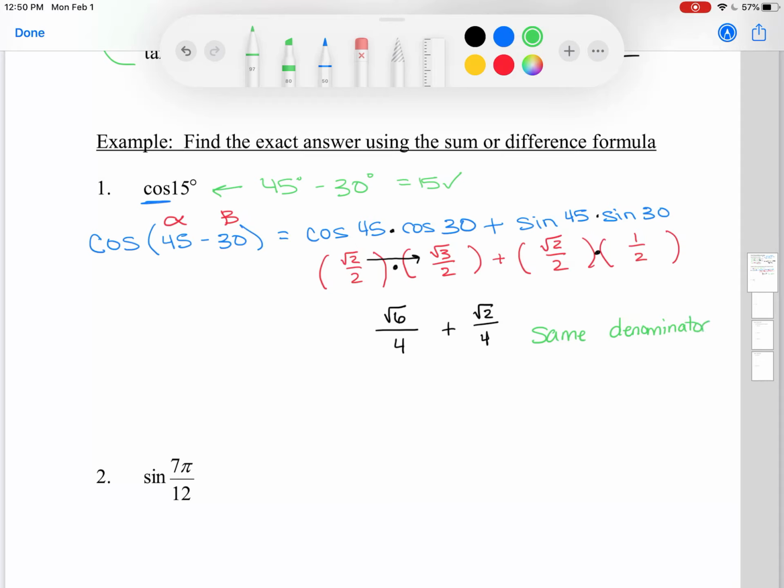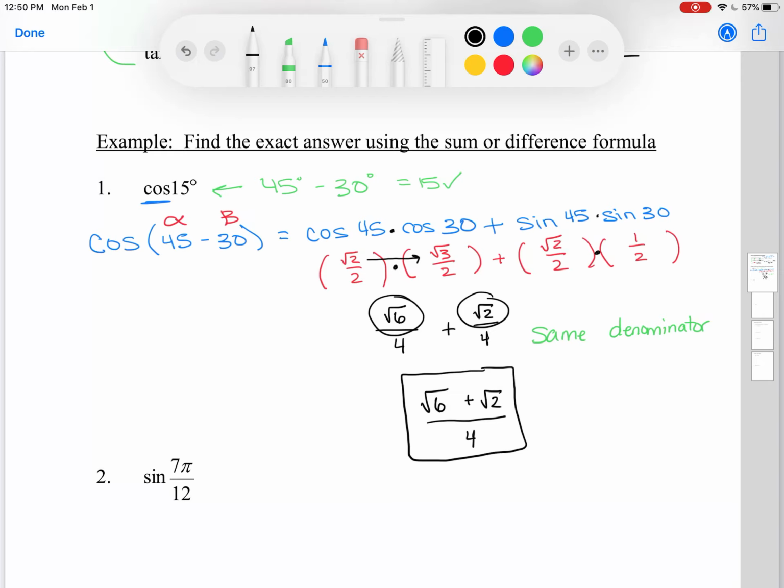So we can actually go ahead and do one more added step. Whenever they have the same denominator, I can combine both fractions. Okay, keep in mind both of these radicals are different from one another, so I can't combine them to make it a square root of 8. I must keep them separate. Square root of 6 plus the square root of 2, all over 4. And that will be my answer.